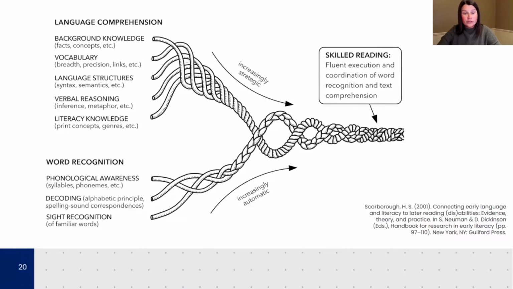The model shows that both decoding and language comprehension are essential for fluent skilled reading. Weakness in either strand can hinder overall reading proficiency, highlighting the need for instruction that addresses both word recognition and language comprehension when planning our language block.